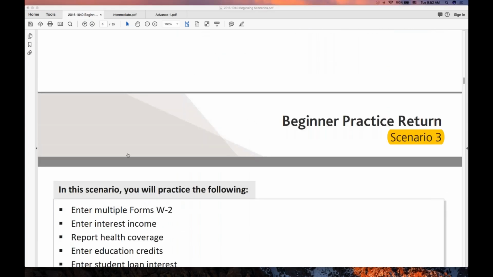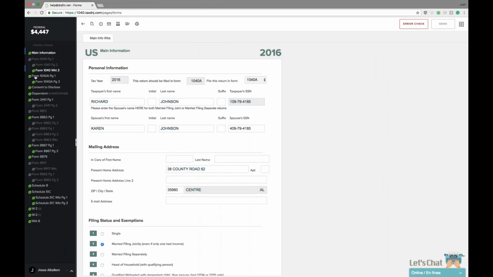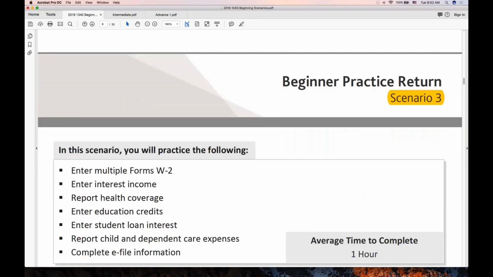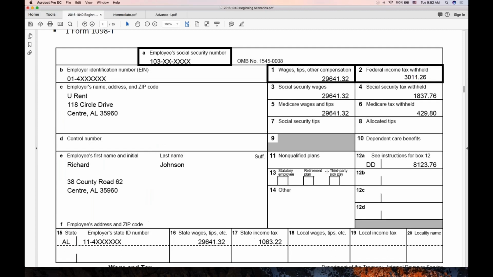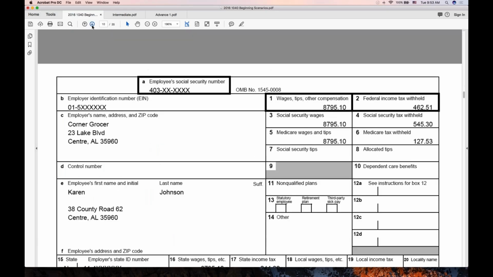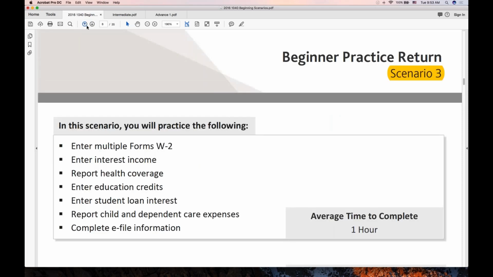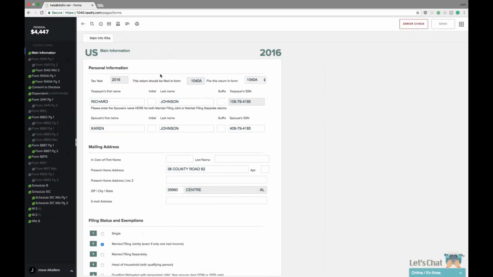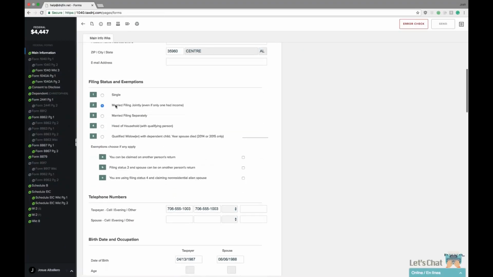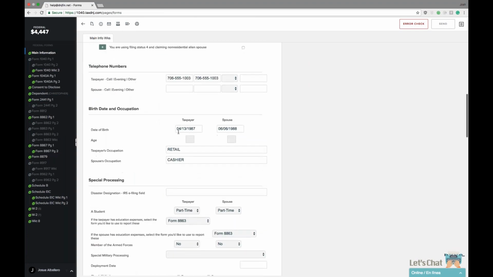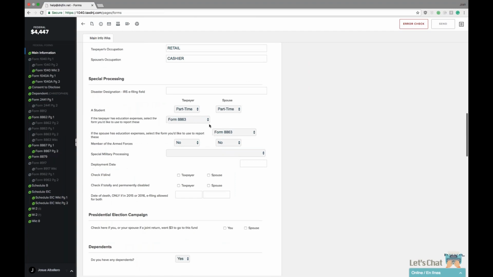I'm going to go one by one and check. Number one, there are multiple W-2s, right? So let me go back and check. I want to see where the info is that the customer gave me. Here's one W-2, two W-2s. There's a 1099 interest, and that's it, right? That's all I have so far. So there we go. So the customer is married filing jointly. That's perfect. Cashier, all of that's good, right?